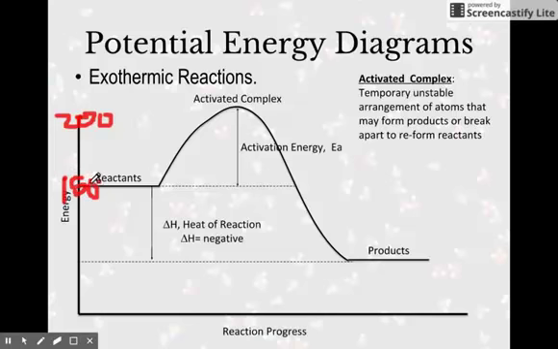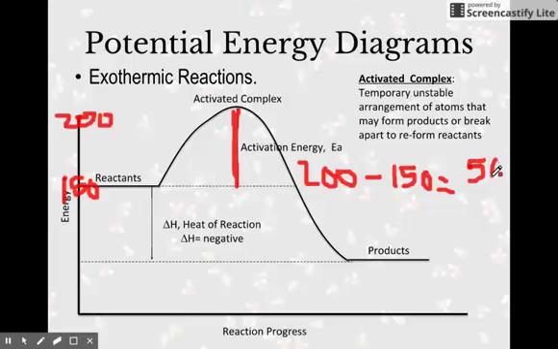So if we wanted to figure out how much energy is required to go from our reactants to our activated complex, our activation energy, all we would do is subtract the difference. We would take our 200, which is our activated complex, minus our reactants, 150, and we would get 50 for our answer. Usually kilojoules is the unit for energy. So the difference between our activated complex and our reactants is our activation energy.